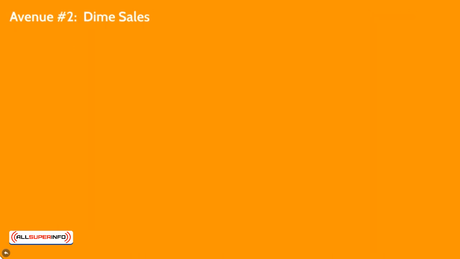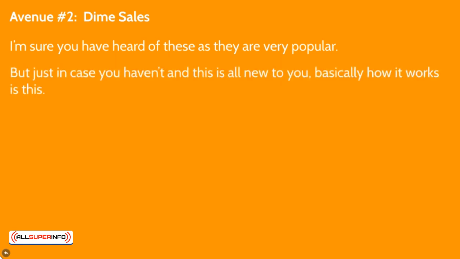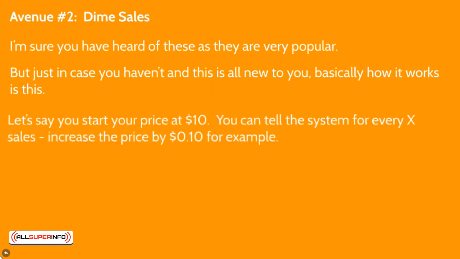The next avenue, avenue number two, which you can take is dime sales. I'm sure you've heard of these as they're very, very popular. But just in case you haven't and this is all new to you, basically this is how it all works. Let's say that you start your price at $10. You can then tell the system for every X sales, you can increase the price by a dime, basically 10 cents. So by X, you could say for every 10 sales, increase the price by 10 cents. Or you could even say for every one sale, increase the price by 10 cents. So you have that option to increase it incrementally by a number of sales.